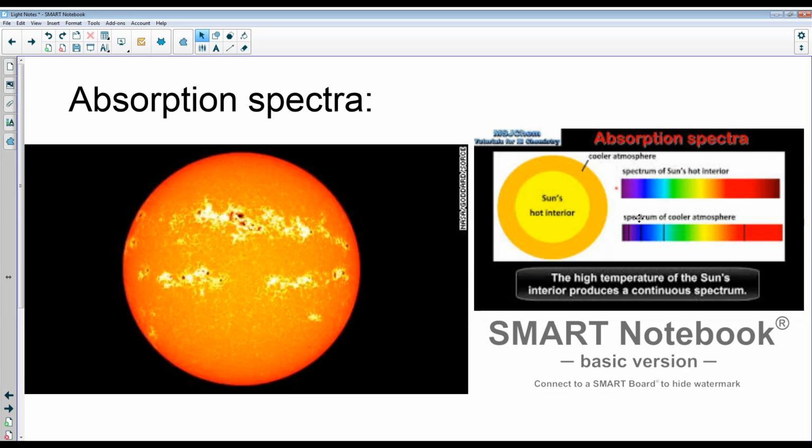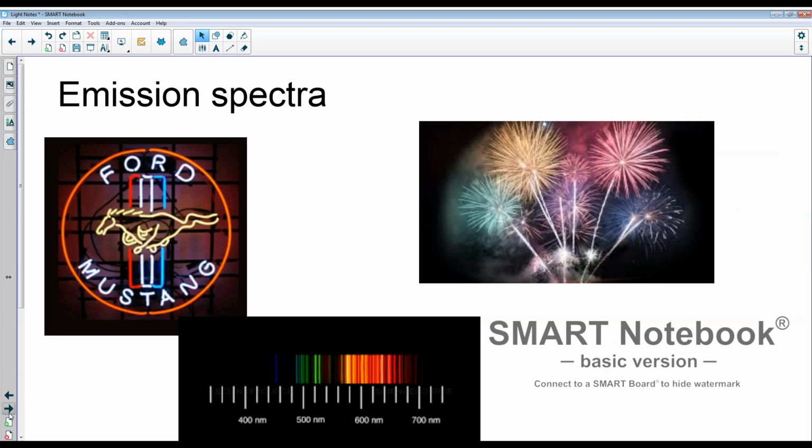So these lines are based on what elements are within the sun. The sun is 75% hydrogen, and the other 25% is mostly helium, although there are some other elements in there. So we would see these lines based on the elements that are in there, which I'll talk about in just a second. The other way that we see it is with things like neon lights and fireworks, that certain colors can be produced by certain elements if you just excite that element only.